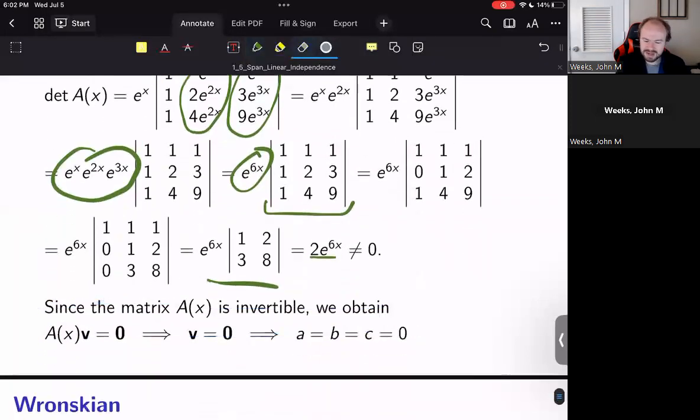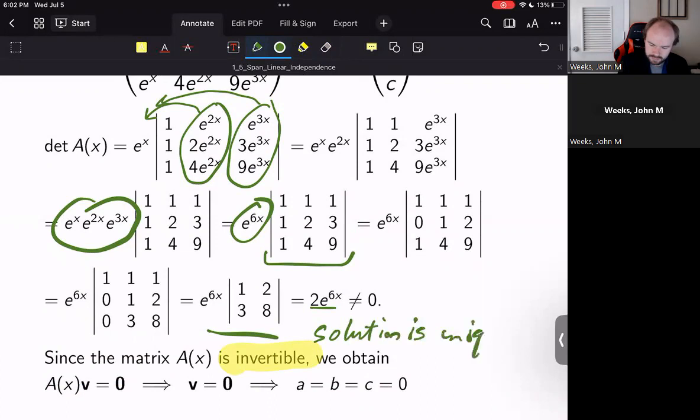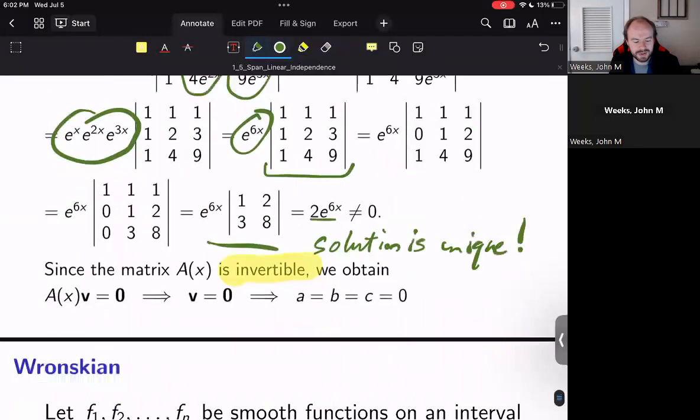which is not equal to 0 ubiquitously throughout all x. Since this matrix is indeed invertible, the only way that we can get a solution to the system is the trivial solution, because A of x is invertible, so the solution is unique. And so because of this, the one solution that we know of, the 0 solution, is the only one. That is linear independence. And so A, B, and C must each equal 0.